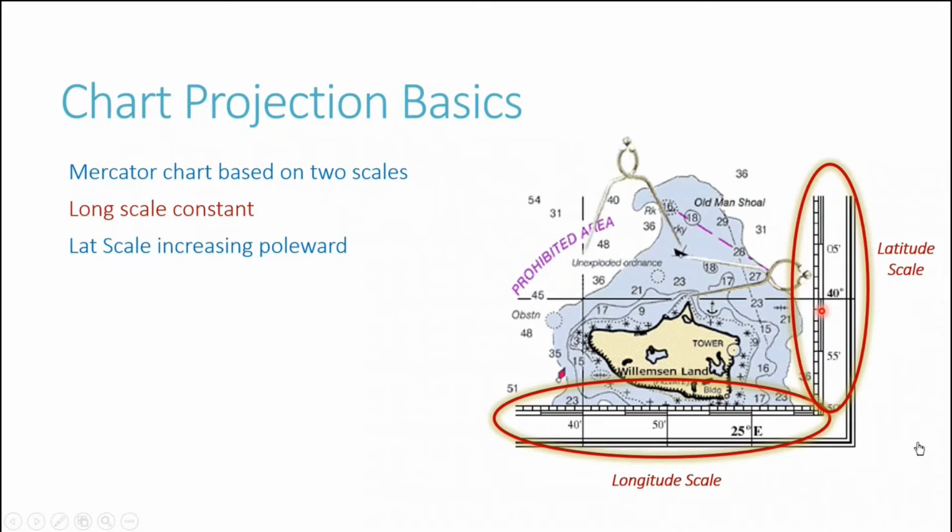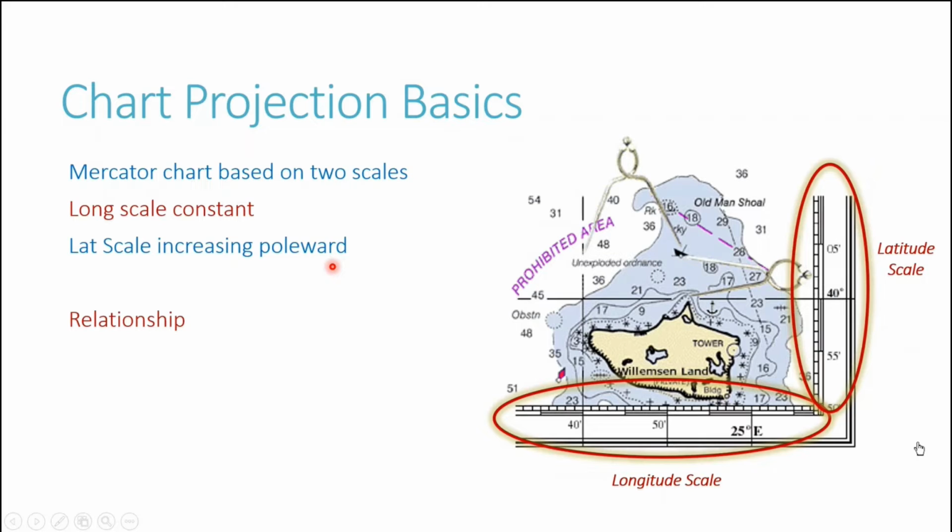Meaning if you move to different locations on the chart, the length of 1 minute of latitude or 1 degree of latitude is going to vary. How does it vary? The latitude scale increases when we go to higher latitudes, or the latitude scale increases while going towards the pole. So as you move away from the equator and go towards the poles, you will see the length of 1 minute of latitude keeps on increasing.